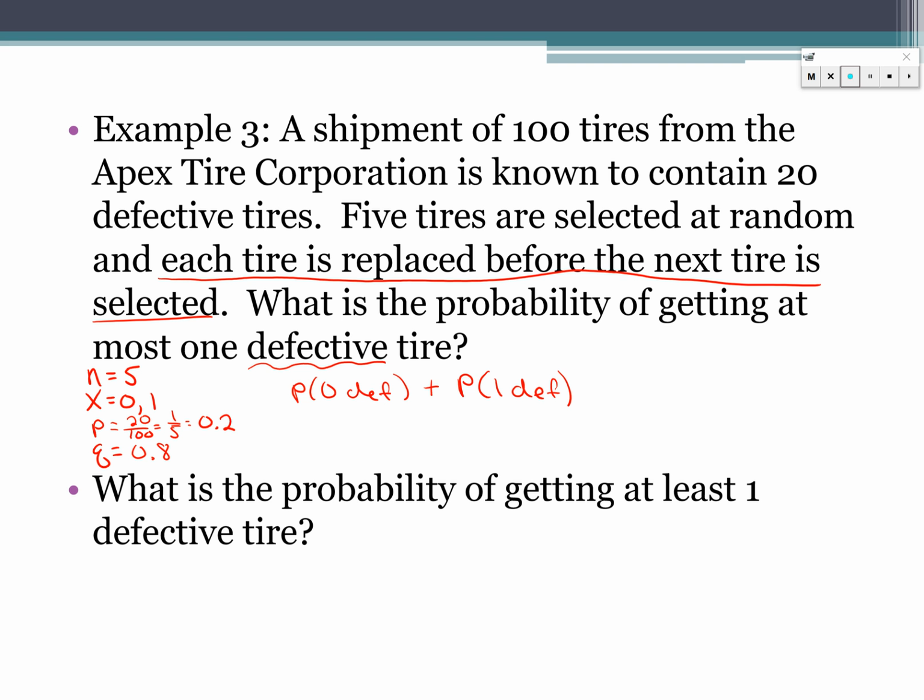So for the probability of 0 defective, I have 5 total trials. I choose 0 successes. I'm not putting 100 there. This is not, I have 100 tires, I'm going to choose 5 of them. This is how many successes. How many trials do I have? How many successes do I want? So I have 5 total trials. I want 0 successes. Probability of success is 20%. I don't want any of those. Probability of failure is 80%. And I want all 5 of those.